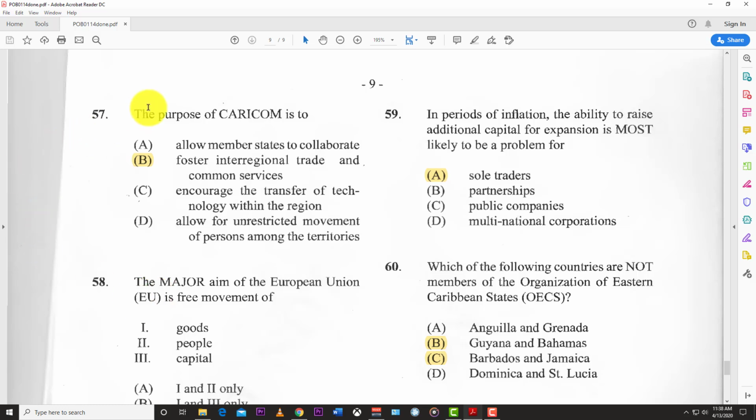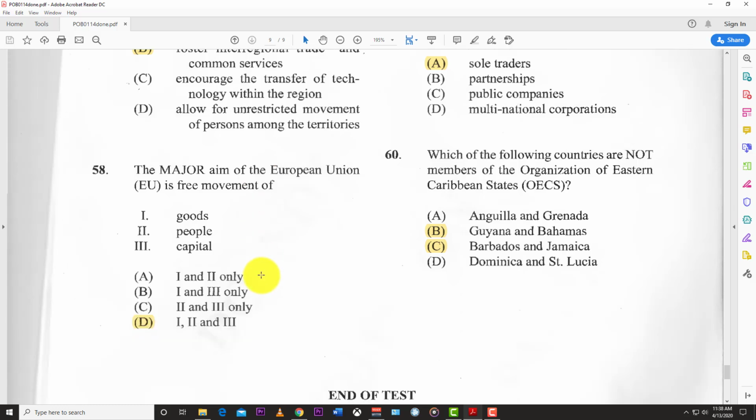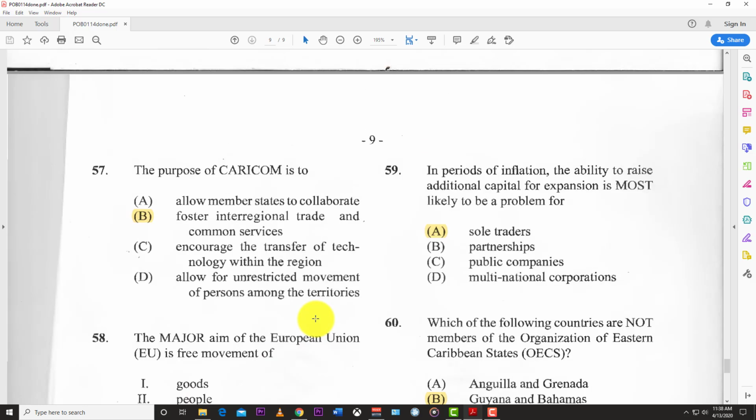57. The purpose of CARICOM is to, the best answer here is foster inter-regional trade and common services. CARICOM, of course, is the trading bloc in our region. So yeah. 58. The major aim of the European Union, the EU, is free movement of, and the best answer here is all. Goods, people, capital. So that's 1, 2, and 3.